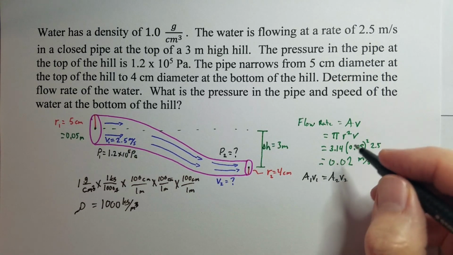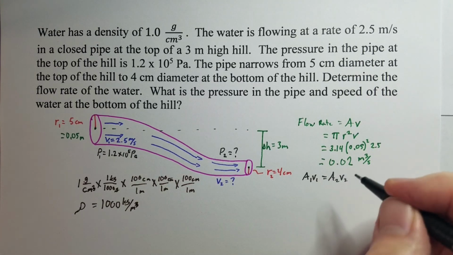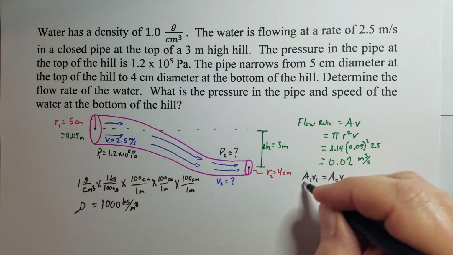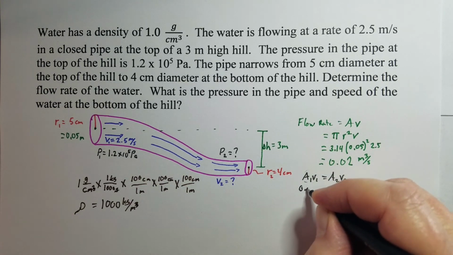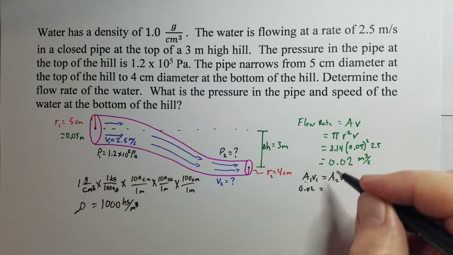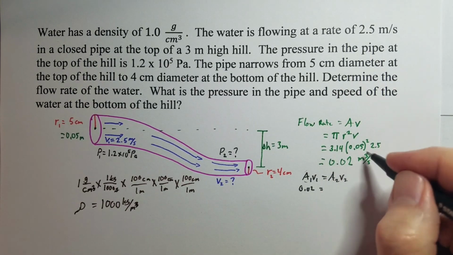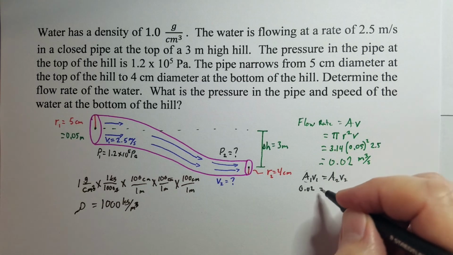And so we can do a neat thing. Since we know the flow rate at this section right here, we already know that that's 0.02. Now, I used a different method in the previous problem that let us cancel out the pi's, but since we know the flow rate, let's just use that for this one.